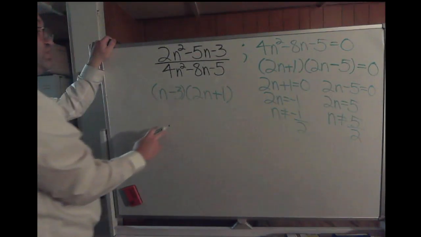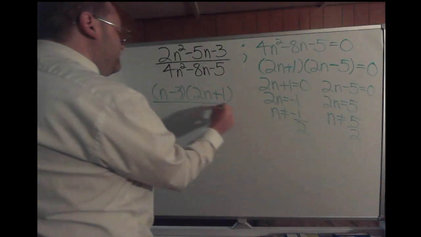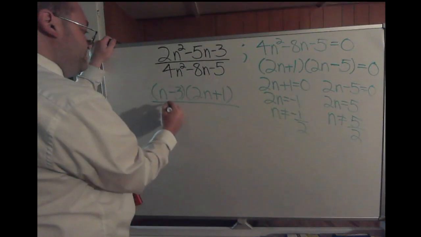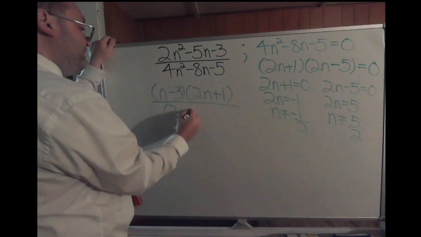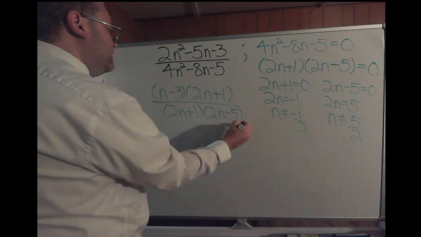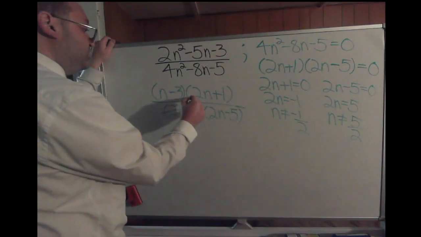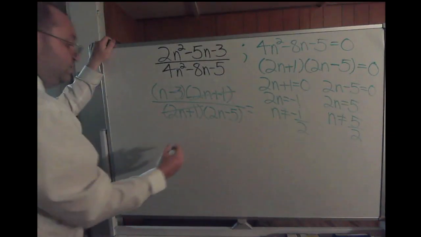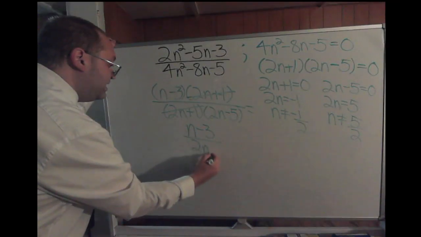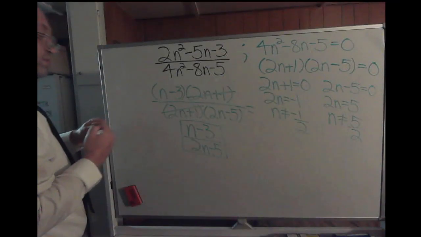Okay, so the factorization of the numerator is n minus 3 times the quantity of 2n plus 1, all over, we've done the factorization for this one here in the denominator. You would get 2n plus 1, that quantity, times 2n minus 5. Well, between the numerator and denominator, there's a common 2n plus 1 that factors out. So once you simplify this, you would be left with n minus 3 all over 2n minus 5. And that would be your answer for this, n minus 3 all over 2n minus 5.